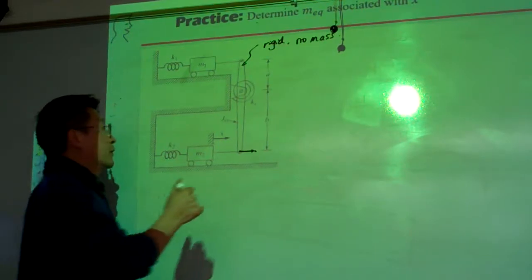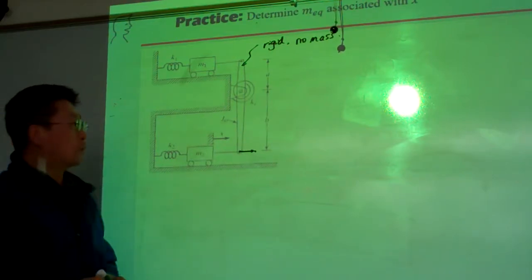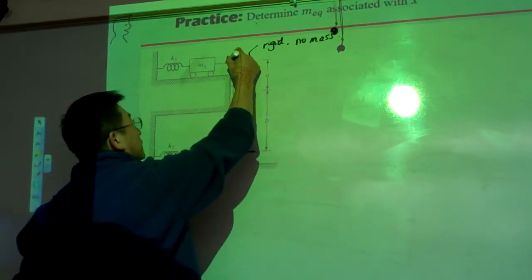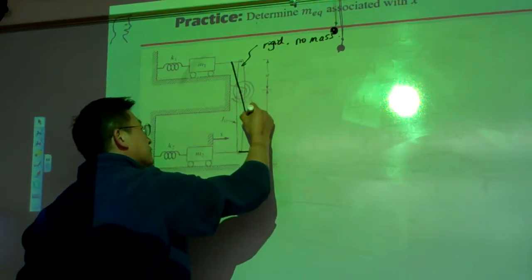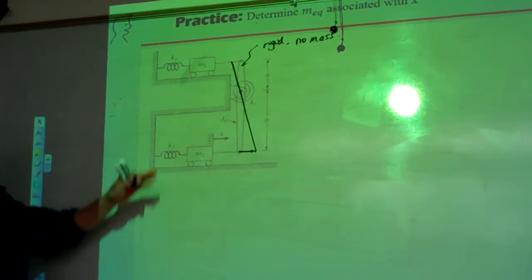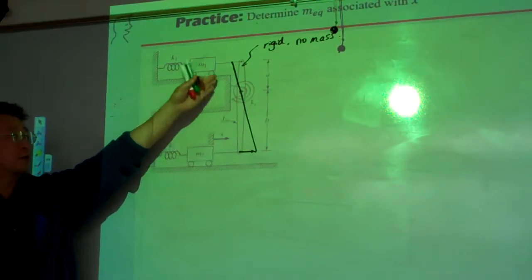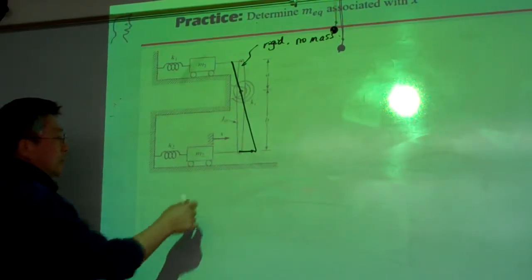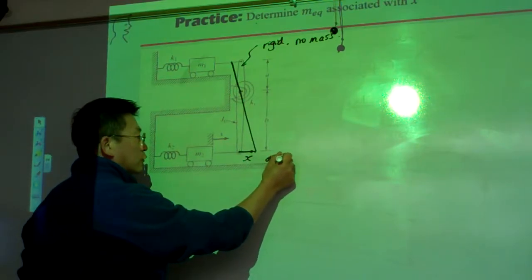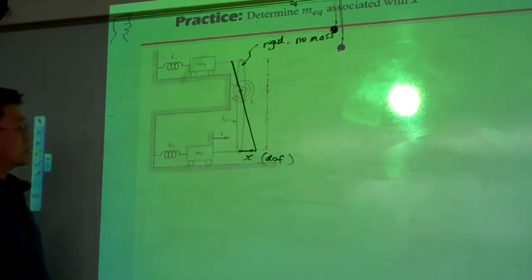If this point is displaced to here, because this is rigid, the whole thing becomes a straight line, simply pivoting at this point. So this is a pivot point here, and that represents the displaced configuration of this system, such that this point is x. That x is our degree of freedom, with respect to which we're going to determine MEQ and KEQ, etc.